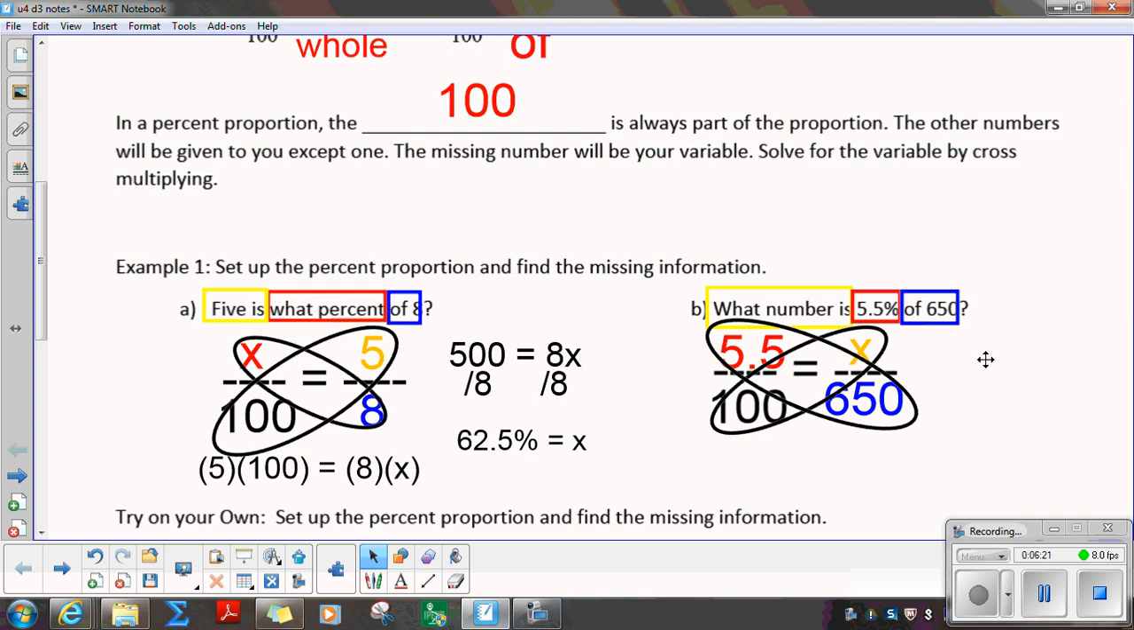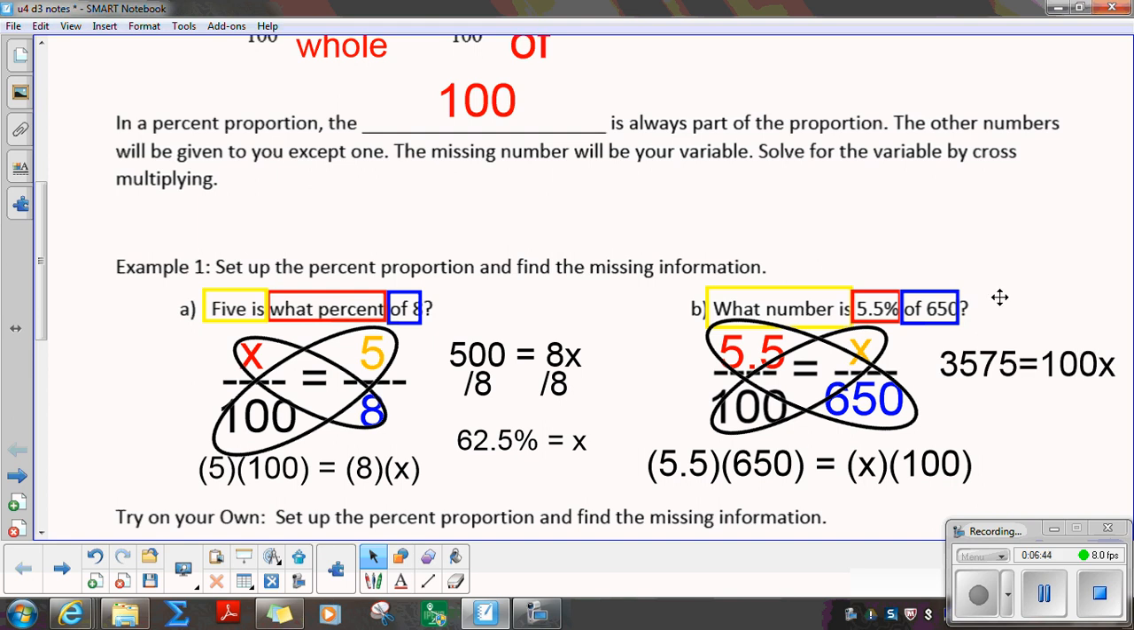My circles have already appeared for my cross multiplying. So I'm going to do 5.5 times the 650, and X times 100, and set those equal to each other. So 5.5 times 650 equals X times 100. Multiply these together. That is going to give me a big number, and that's okay. I get 3,575, and then 100 times x is just 100x.